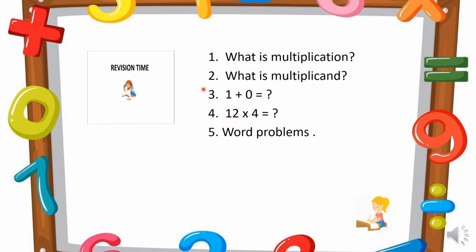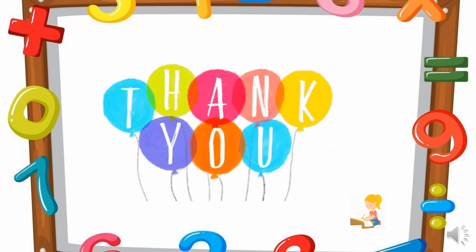Let us have a small glance at multiplication, what all we have learnt in this chapter. What is multiplication, what is the multiplicand, what are the properties of multiplication and how to solve word problems. Is it not? Yes. Hope I am clear to you. You have understood the concept. So try to solve the problems by yourself. Okay. Thank you so much.